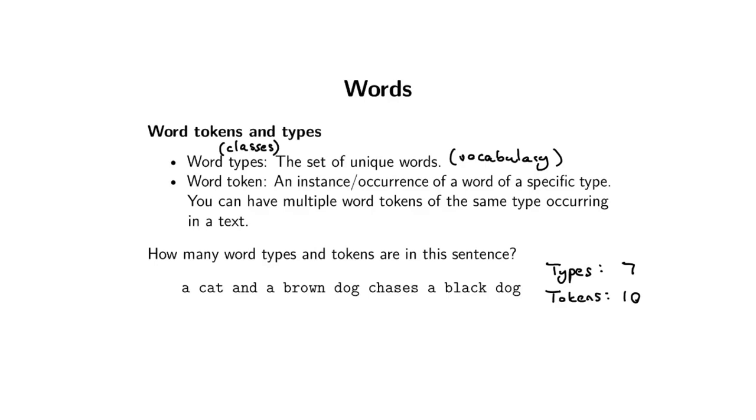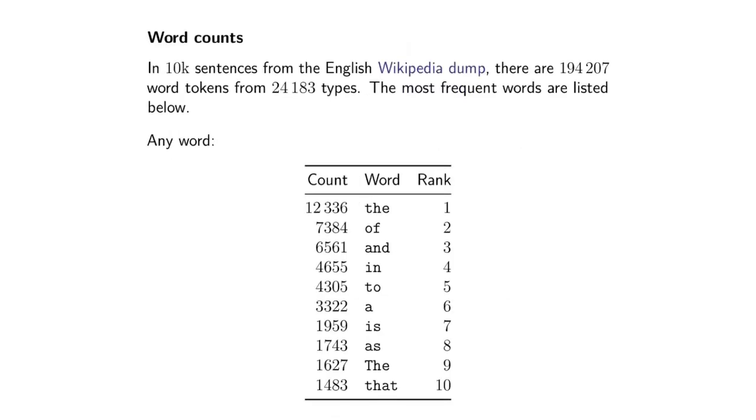And my aim here is just going to show you that words aren't nearly as obvious as we think they are. There are some nice things about words in the sense that there are things across languages that hold with respect to words, but then there are also things that make words actually quite tricky. Just as a little example, in 10,000 sentences from the English Wikipedia dump, which is this data set that I used, there are this many word tokens from this many word types. So you've got 200,000 word tokens coming from like 25,000 different word types.